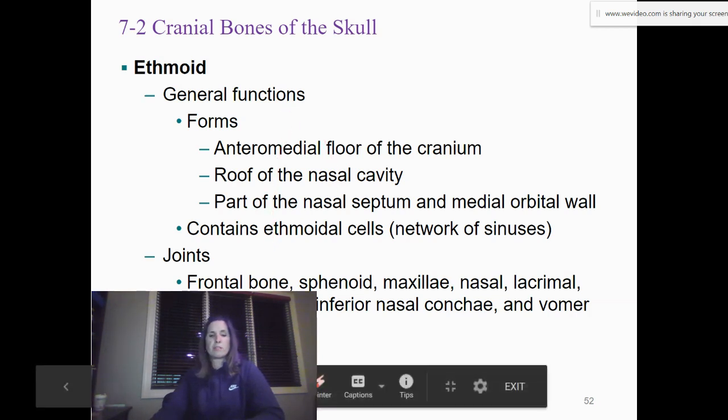It has a bunch of cells that make up some of the sinuses. It joins with the frontal, the sphenoid, the maxilla. Maxilla, you guys, is your mustache bone right here. Nasal, lacrimal, those are going to be right here. Palatine, the inferior nasal conchae, and the vomer.